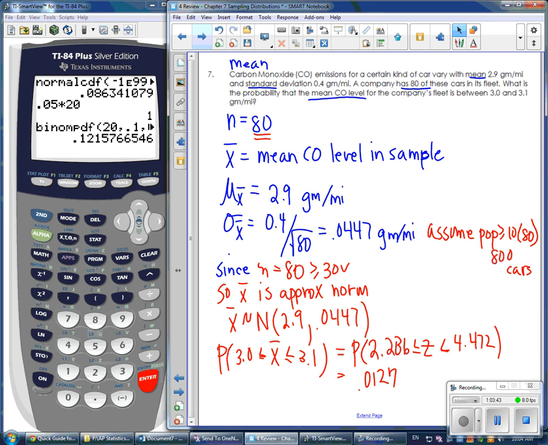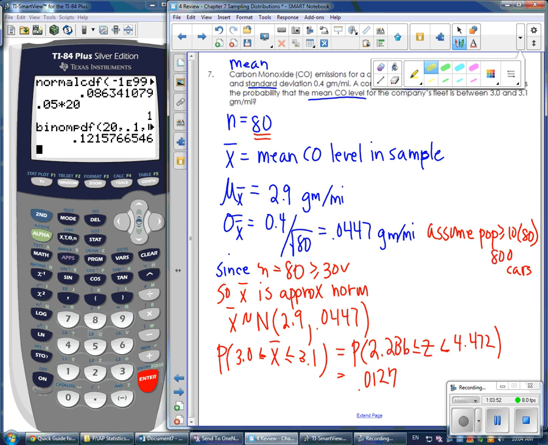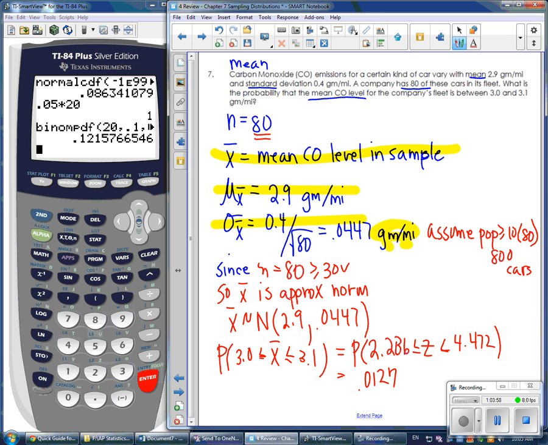Okay. And so again, we want to make sure that we define our variable, that we state our mean and our standard deviation, and make sure you include those units, the condition for using the standard deviation formula, the condition for being able to tell me that X bar is approximately normal, and then when you're calculating the probabilities, you need to have the 3 parts like we have for all of the others.